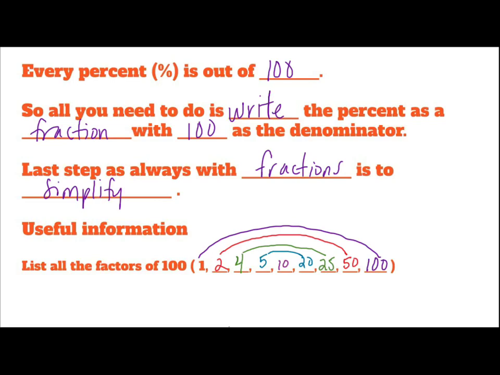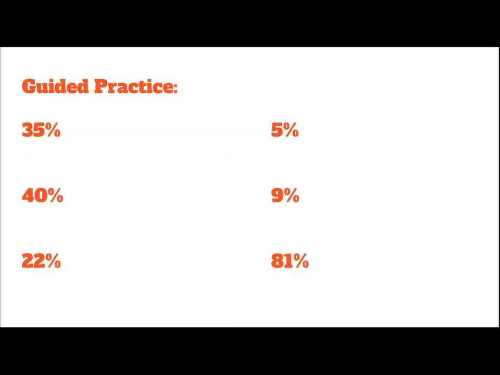So when we are simplifying today, the only numbers that we can use are these here: 2, 4, 5, 10, 20, 25, and 50. Those are the only numbers that we can use to simplify. So let's look at some problems.